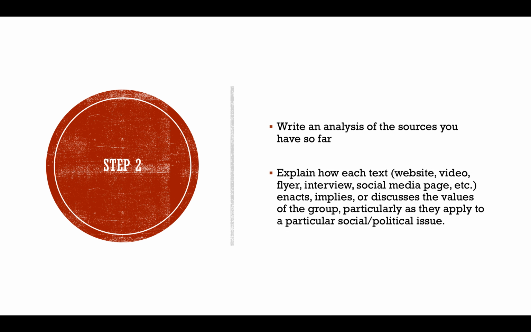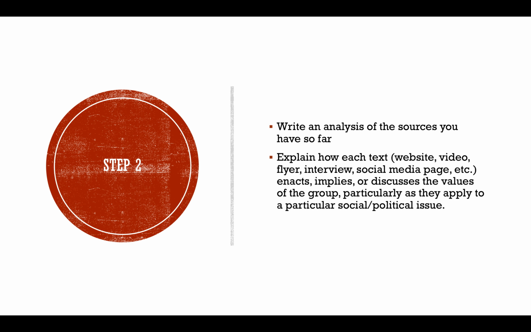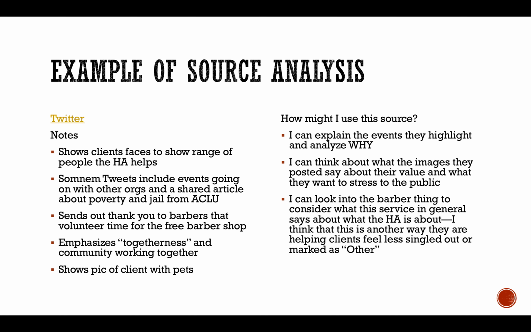So in this analysis, what I want you to do is basically give an explanation of what the source is, BBBS website, BBBS Twitter, whatever it is. Maybe throw in a link there if you can. And then explain how each text, the website, the video, the flyer, whatever it is, enacts, implies, or discusses the values of the group, particularly as they apply to the social or political issue that they're taking up. So this is all about looking at what our sources are telling us right now. How can we use them for the paper?